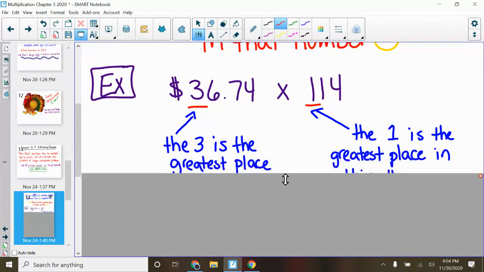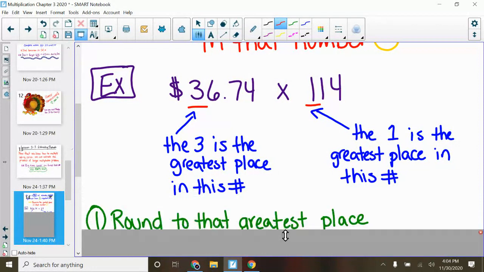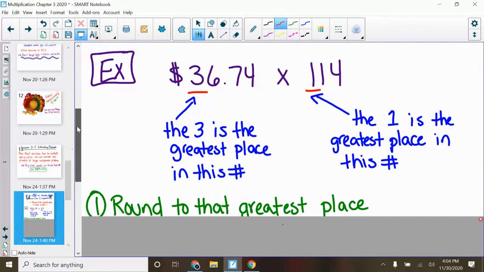If we look down here, it shows us what's happening. The 3 is going to turn into a 4, and everything after is going to turn to zeros. So my 6 is going to turn to a 0, my 7 is going to turn to a 0, and my 4 is going to turn to a 0. Now, if we look over here on the opposite side, we have the 1. Well, if I look at the number to the right of this 1, it is not 5 or more.